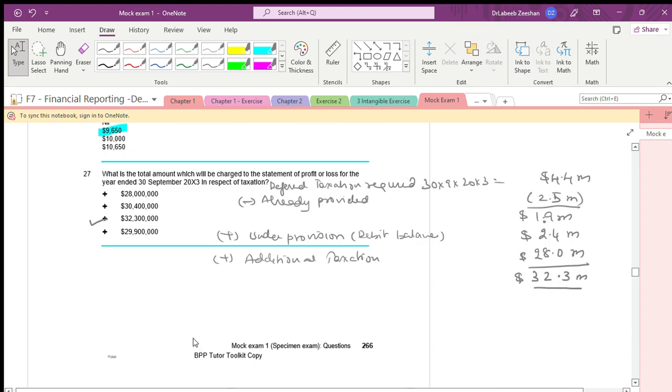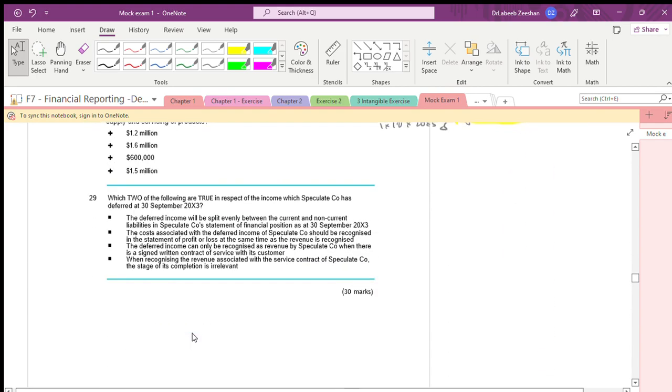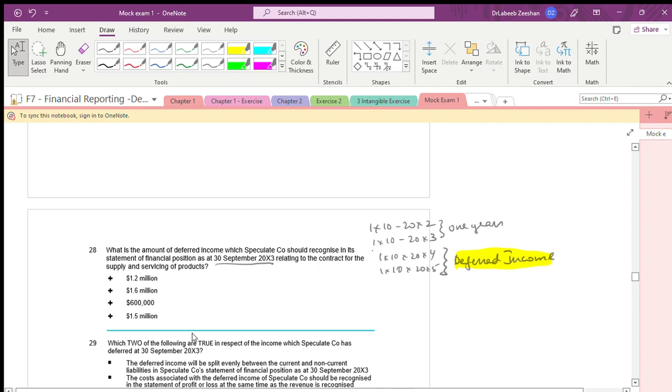Is it right? Gross margin is 24 for 2 years. We have to charge it for 2 years. Fine. Now, what is the amount of revenue? Deferred revenue will be how much? Deferred income will be how much? Deferred income is 600 into 2 years. 600 into 2 years, how much? It is 1.2 million. Is it right?